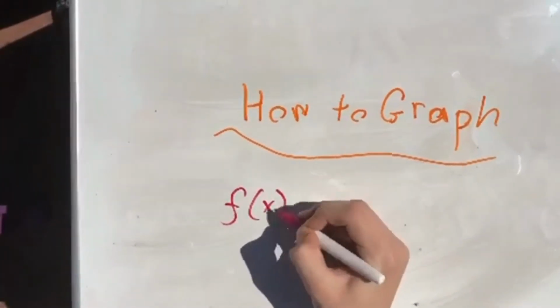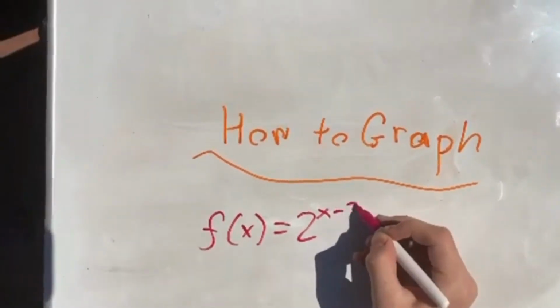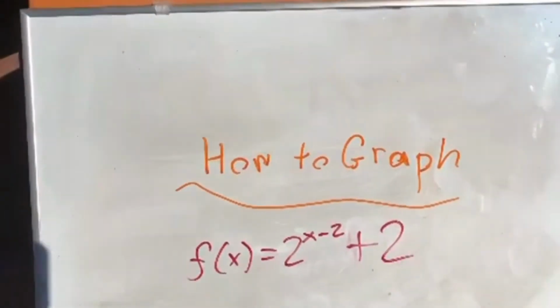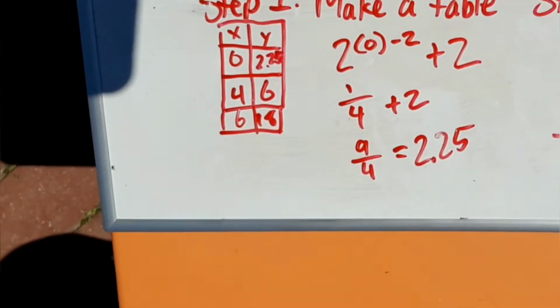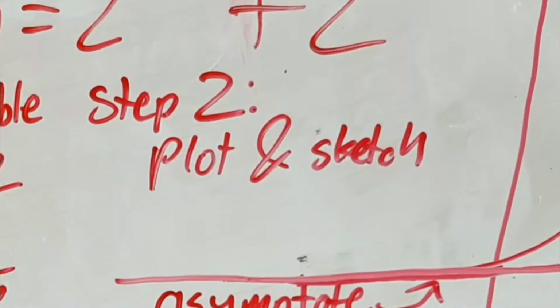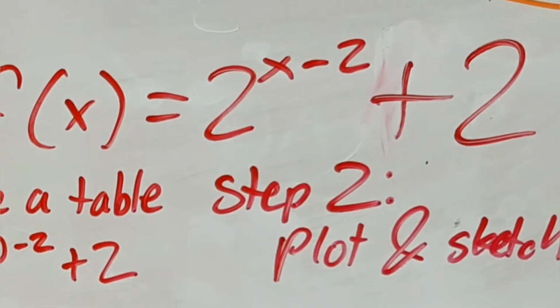Now, how do we graph these exponential functions? First, you get your exponential problem. For the first step, you want to make a table. Just plug in x values into your equation to get some outputs. Next, plot your points and sketch a small graph.